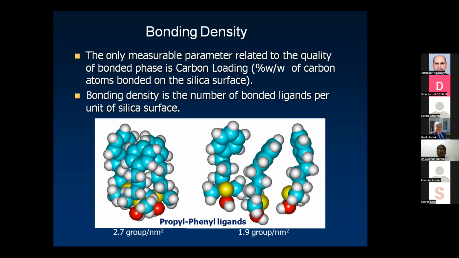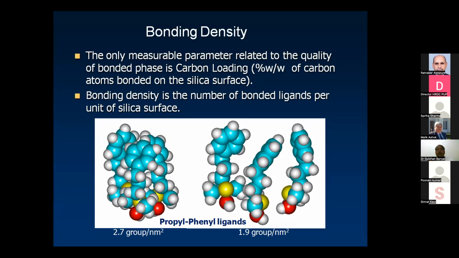So this is the only measurable parameter which is related to the quality of the bonded phase, right? And it is called carbon loading, meaning how much carbon is present on the stationary phase. So this is the percent weight by weight of carbon atoms bonded to the silica surface.